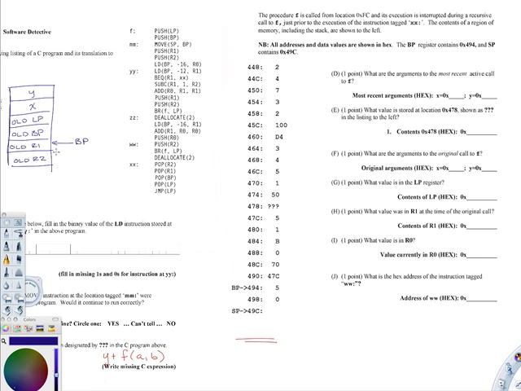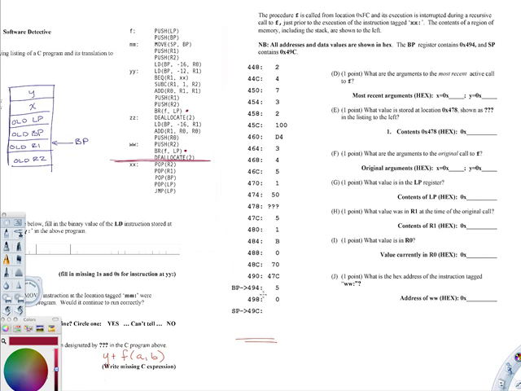Alright, so now we're told that this procedure is called from some location, FC, and its execution is interrupted during a recursive call just prior to the execution of the instruction tagged XX. So the place where this guy gets interrupted is right here, right after this deallocate. So now we want to know what the arguments to the most recent active call of F were. So that means that it finished with this recursive call, and it finished with this recursive call. So now we're trying to figure out what the arguments were.